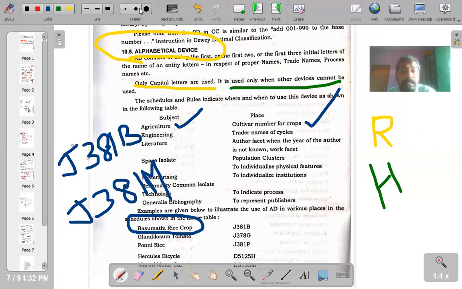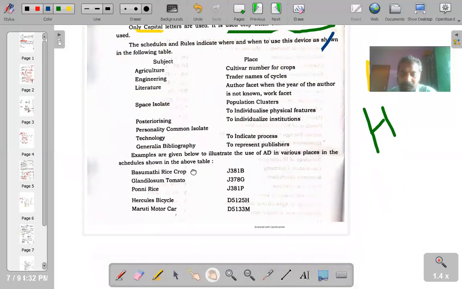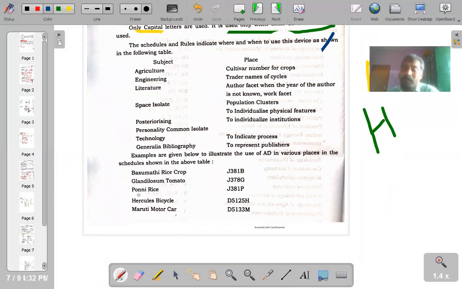Okay. In the same way, for example, there is a special rice called Ponni rice in Tamil Nadu. What you can do: J381 stands for rice, P stands for Ponni, B stands for Basmati. The same way, you take tomato; there's something called glandulosum tomato. If you want to give a number for it, there's an article on glandulosum tomato. For tomato, we have the number J378. How to write the number for this glandulosum tomato? Just add G. Work is over.